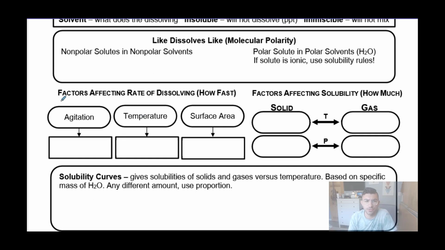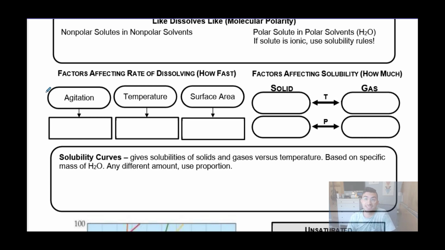We looked at factors that affect the rate of dissolving, meaning how fast something will dissolve, not how much, how fast. Agitation or stirring, right? Increased agitation or increased stirring will increase the rate because we are providing some additional kinetic energy to help the solute and solvent particles come into contact with each other. Temperature, increasing temperature will also increase the rate of dissolving or dissolution, because again, we're providing more kinetic energy to help the solute and solvent meet and connect and make those new attractions.